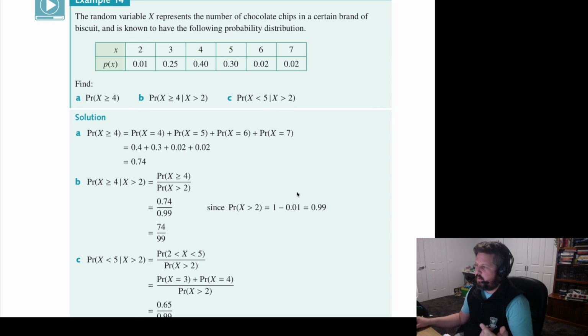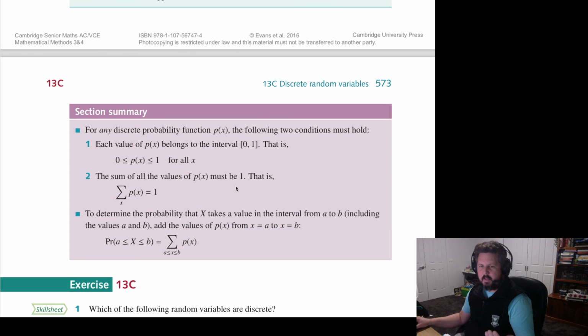Cool. Here is the summary for this particular exercise. Again, please note the things that we spoke about and enjoy this exercise.